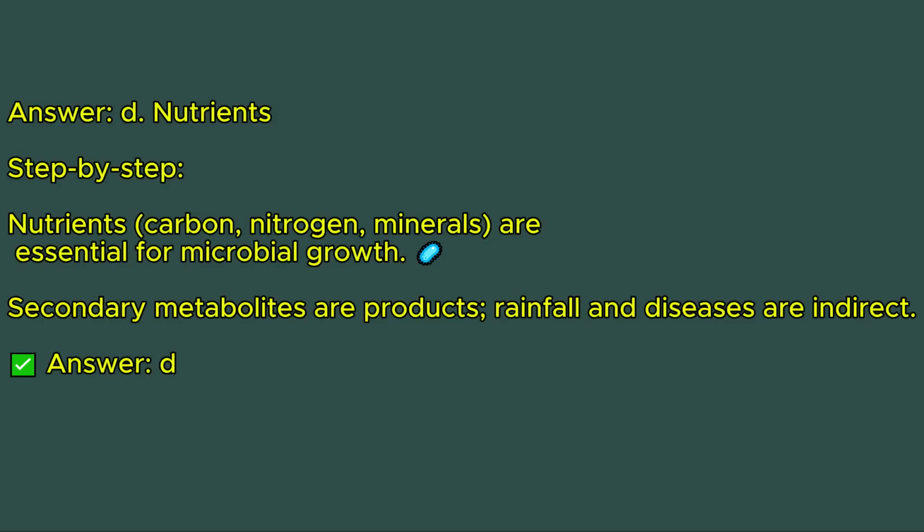Answer D. Nutrients. Step by step. Nutrients, such as nitrogen and minerals, are essential for microbial growth. Secondary metabolites are products. Rainfall and diseases are indirect. Answer D.